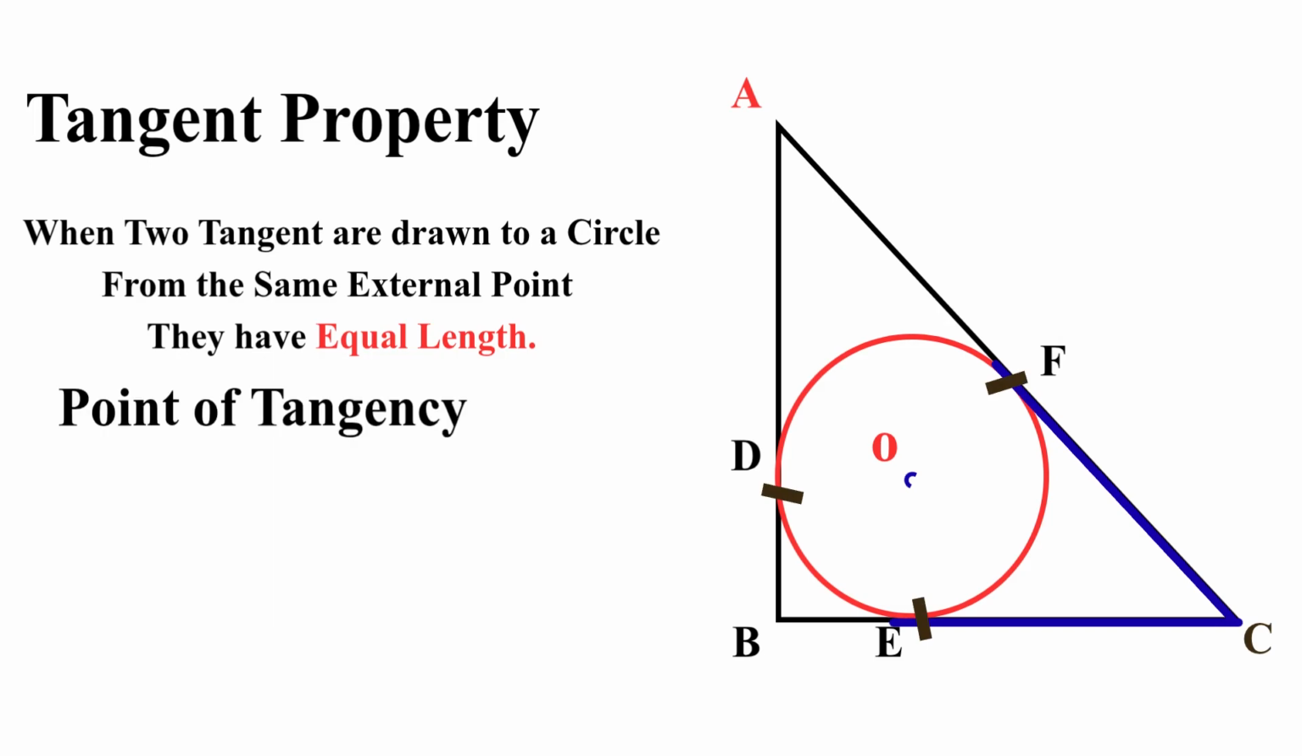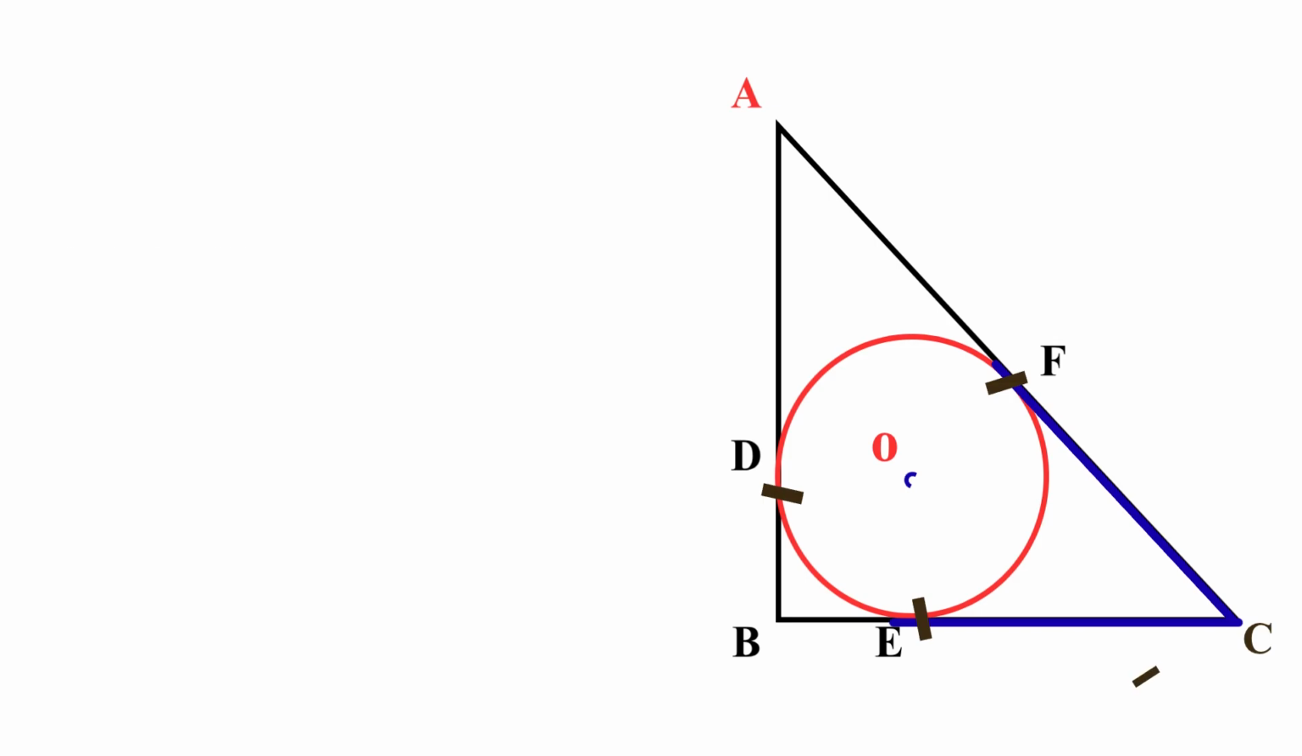So the line segment CE is a tangent because it's part of the triangle's side that touches the circle at exactly one point, that is, point E. Similarly, CF is also a tangent because it's part of another side of the triangle that touches the circle at point F. Both of these tangents come from the same external point C, which is a vertex of the triangle.